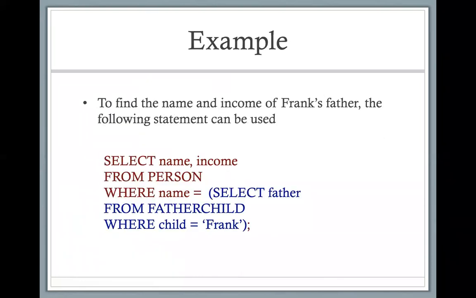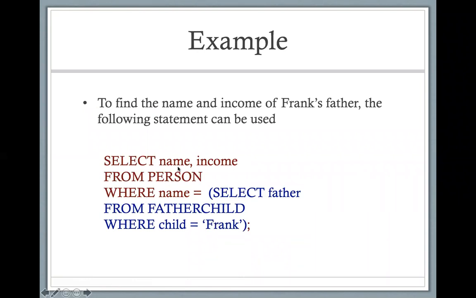Good. Now, let's do this using nested querying. So let's see the query. The query says select name and income from person where name is equal to, and then I have another sub-query: select father from father child where child is equal to Frank. So what happens here?